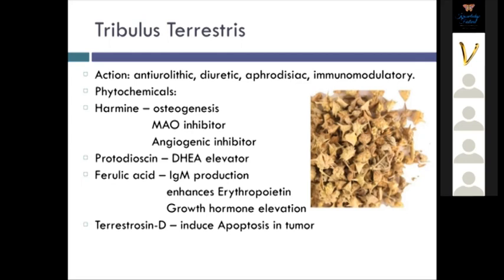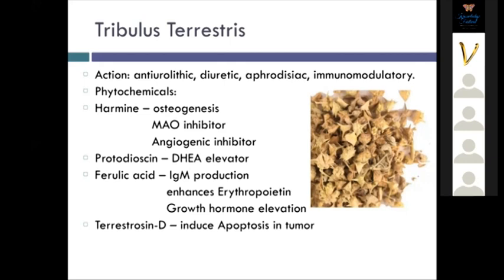Now about protodiazine. Protodiazine helps to increase the DHEA. DHEA is nothing but dihydroepiandrosterone. This dihydroepiandrosterone is produced in the adrenal gland and helps to increase the estrogen and testosterone levels. These estrogen and testosterone levels also help to increase the immune system of the body. So it not only helps in estrogen and testosterone, which are the male hormones or the female hormones, it also helps to increase the immune aspect of the body, thereby helping in anti-aging and general sense of well-being.